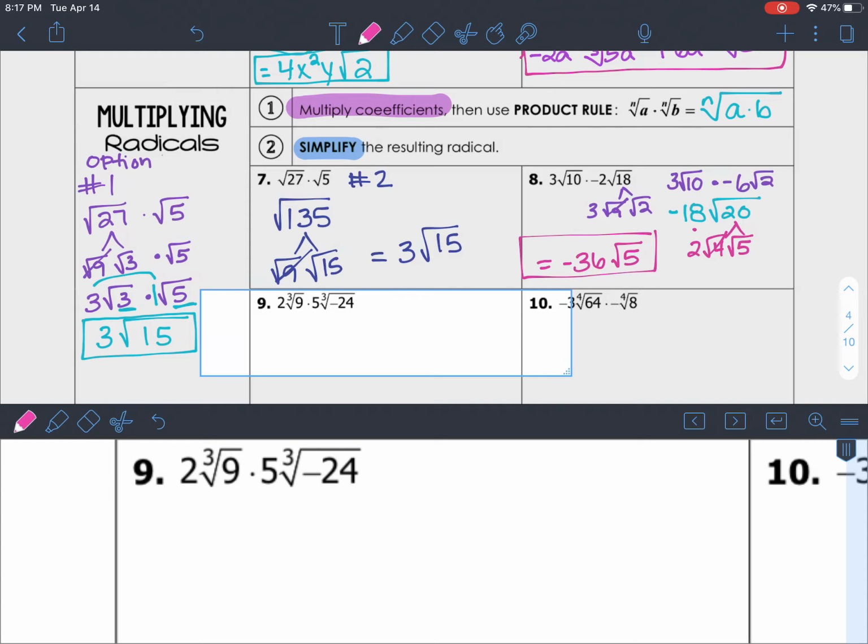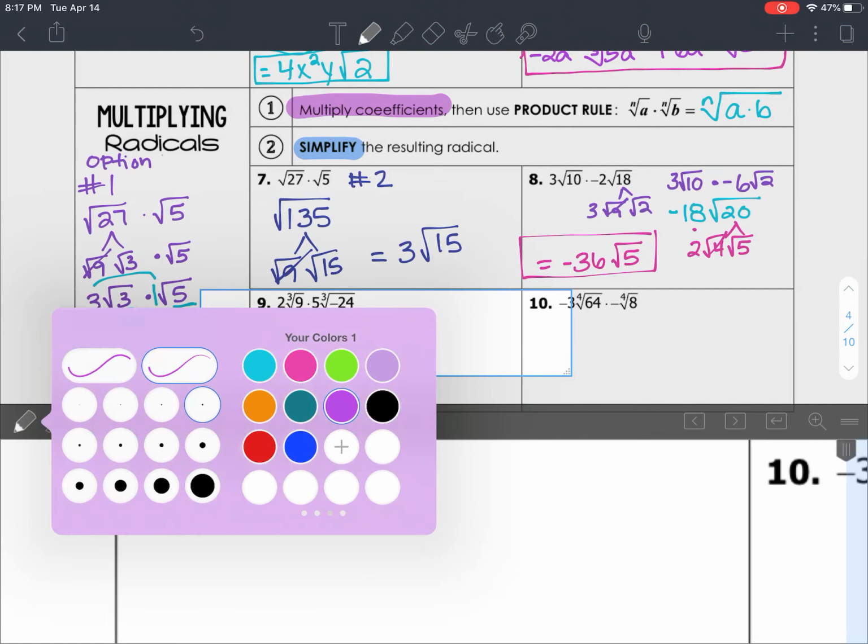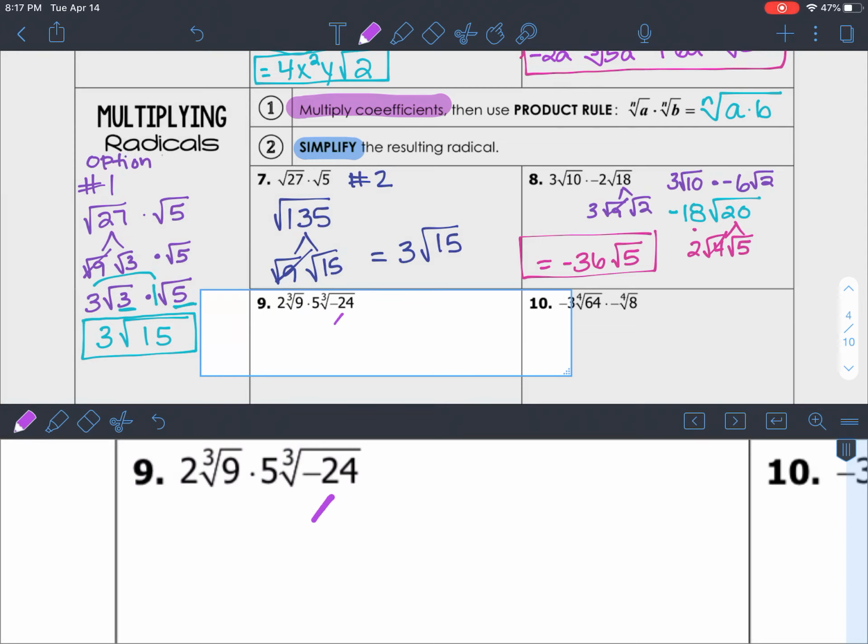So I'm going to think to myself, these are both cubic roots. So I'm going to ask myself, are there any perfect cubes in either of these two numbers? So there's a perfect cube within 24. So negative 24, I can break down into the cubic root of negative 8 and the cubic root of 3.